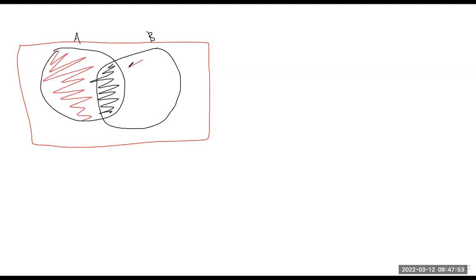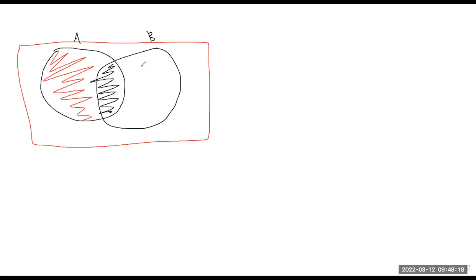Good. Notice that A intersect B complement. No, don't shade inside B. B complement is everything outside of B. So A intersect B complement is A only. Then you add the intersection. Notice that together, both of them give you set A, right?